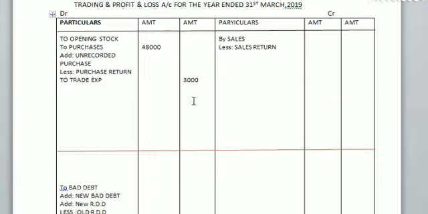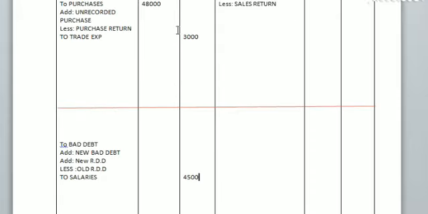The next is salaries. It will come in the profit and loss account. No adjustment of salary is given, so the amount will come in the outer column. The amount is 4,500. The next is wages and salary. The amount is 2,800.